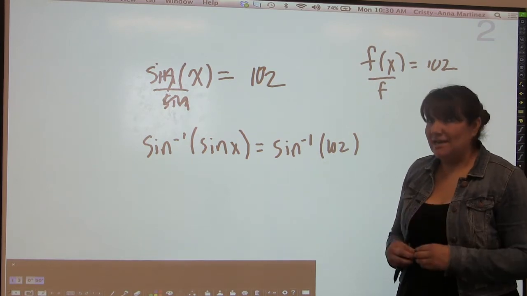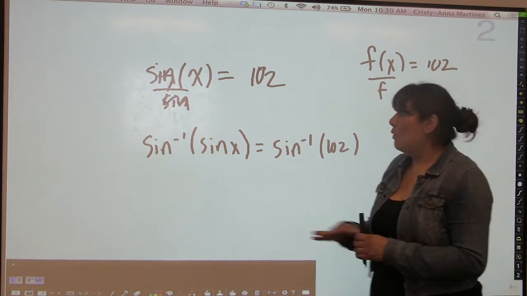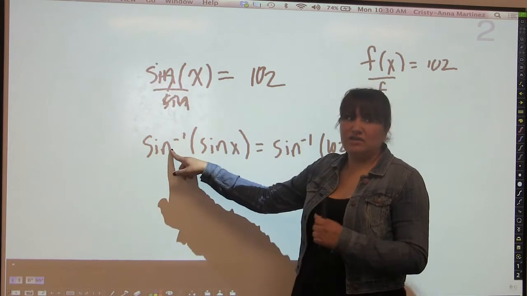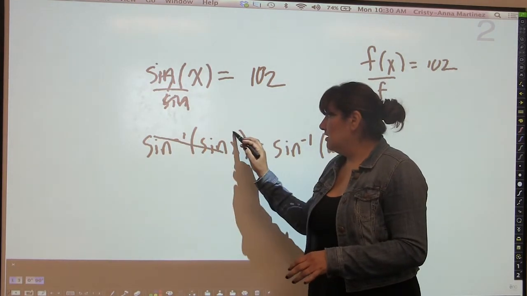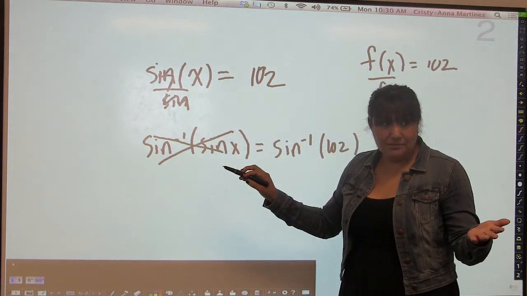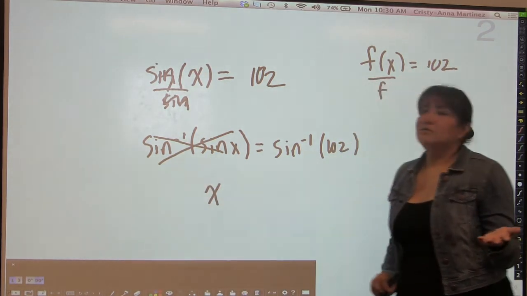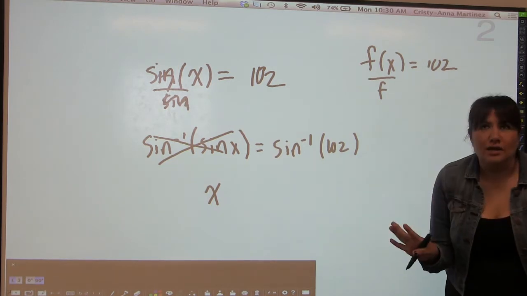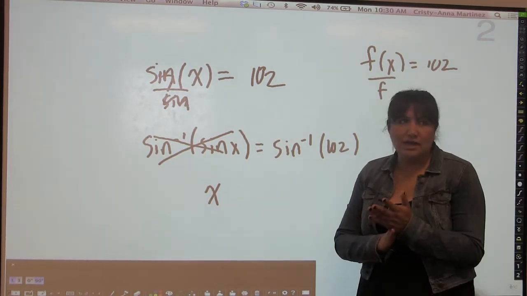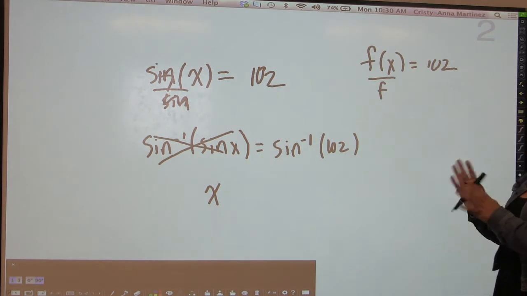But if we understand how inverses work, we understand that when I put the regular function inside of the inverse function, they're supposed to cancel, giving you back x. Do you see what I'm saying? Lucky for you, we're not going to do trig right now, but if you're going to do pre-cal next year, we're going to do a lot of trig, and you'll see this again.